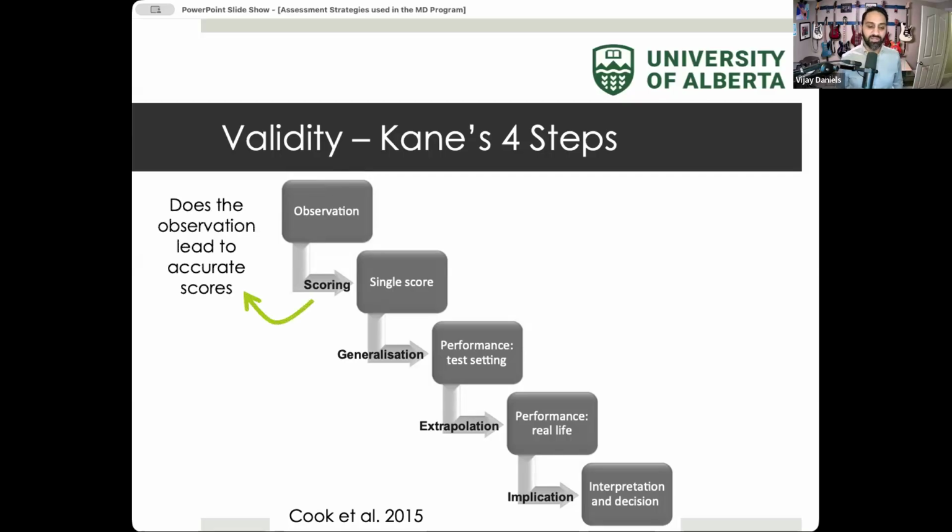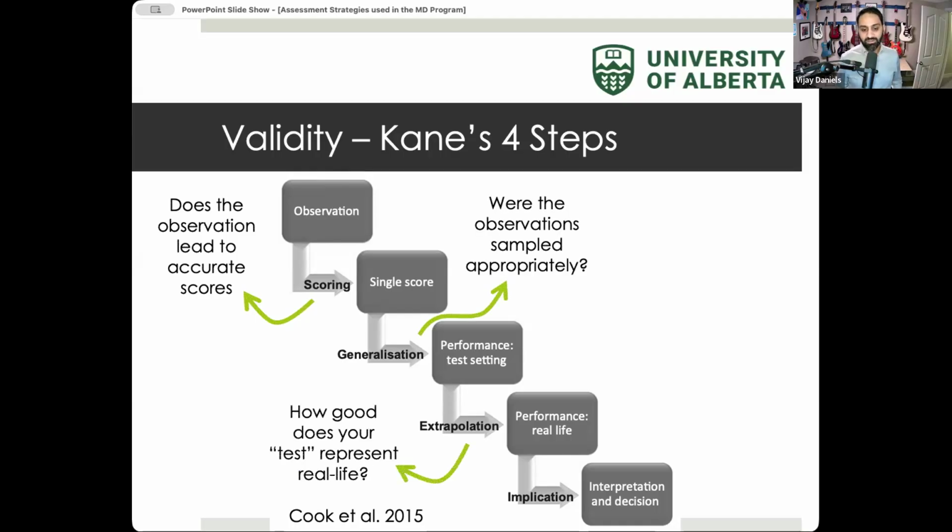So just to recap, does the observation lead to accurate scores? Were the observations sampled appropriately? How good does your quote unquote test represent real life? And this also, even though I was sort of being a bit dismissive of MCQs, an MCQ that's just asking you to recall the Krebs cycle versus asking you a question that actually has a patient presenting, the latter is going to have more evidence of extrapolation to real life.